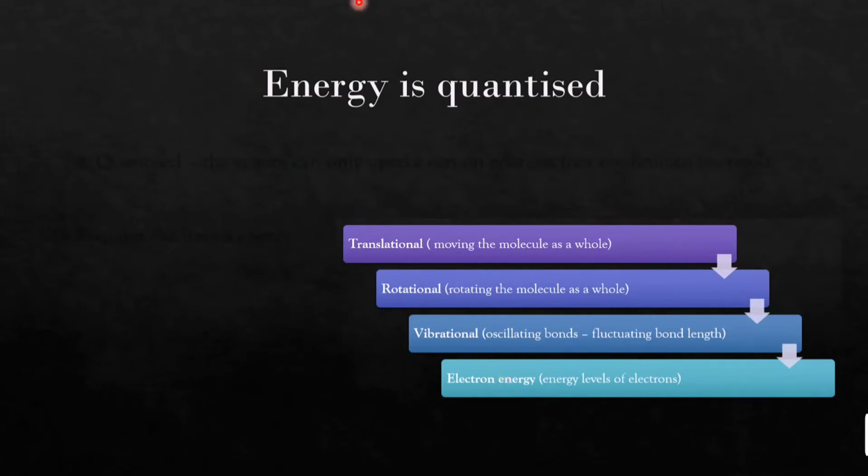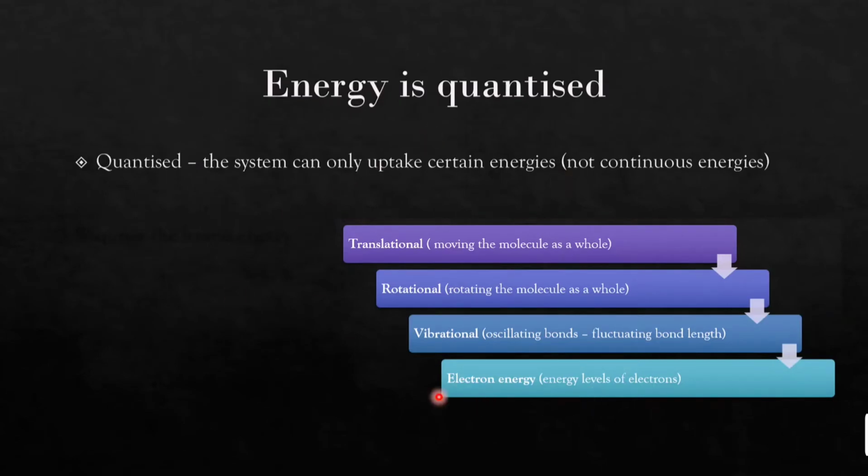So we know that energy is quantized in electrons. But actually, all of these energies are also quantized. And this just means that the system can only take up certain energies. They can't take up continuous energies. So only certain energies can be taken up to cause these effects.